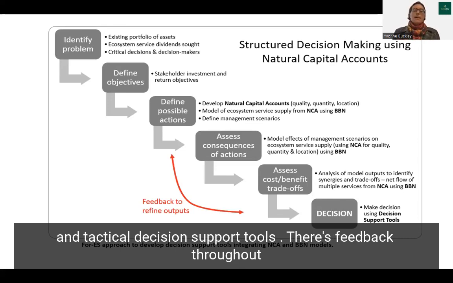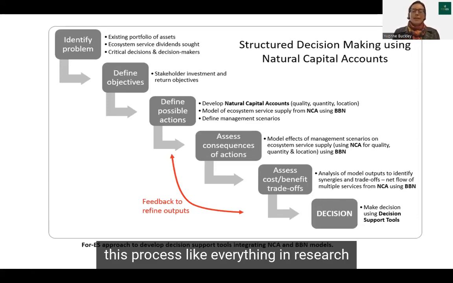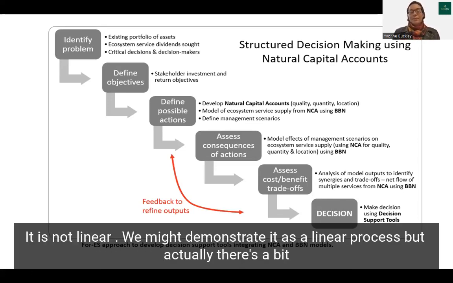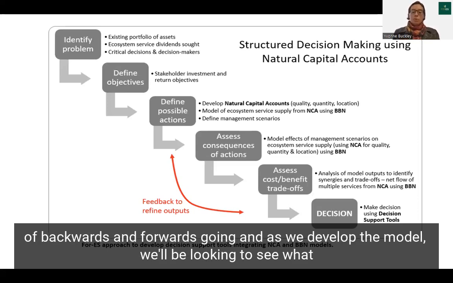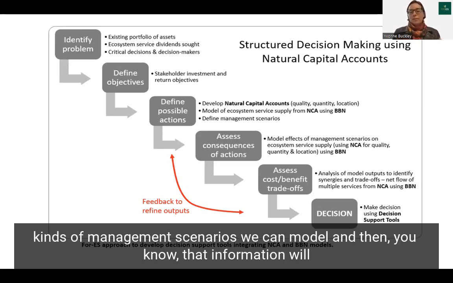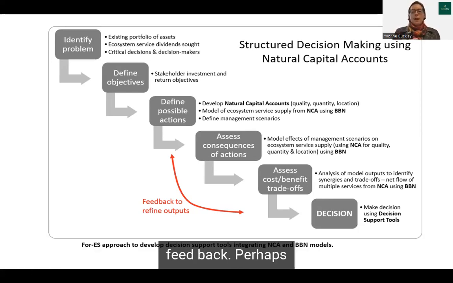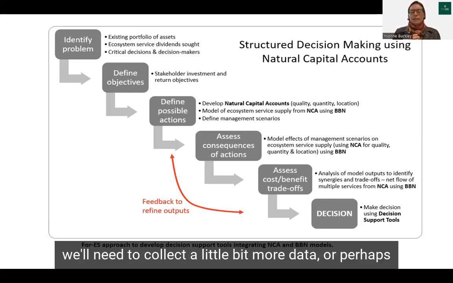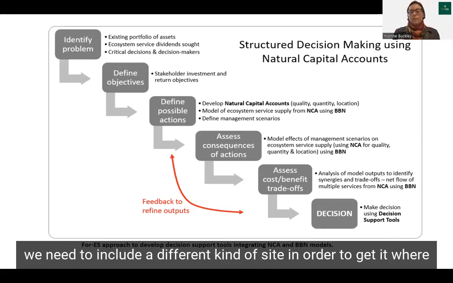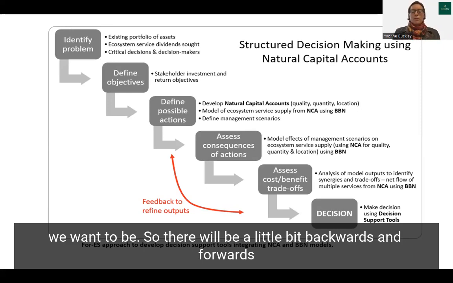There's feedback throughout this process. Like everything in research, it is not linear. We might demonstrate it as a linear process, but actually there's a bit of backwards and forwards going on. And as we develop the model, we'll be looking to see what kinds of management scenarios we can model, and then that information will feed back. Perhaps we'll need to collect a little bit more data. Perhaps we need to include a different kind of site in order to get it where we want to be. So there'll be a little bit of backwards and forwards in the middle here.